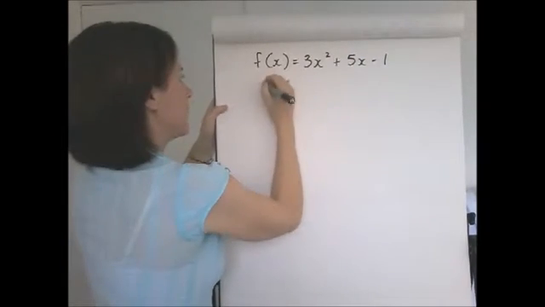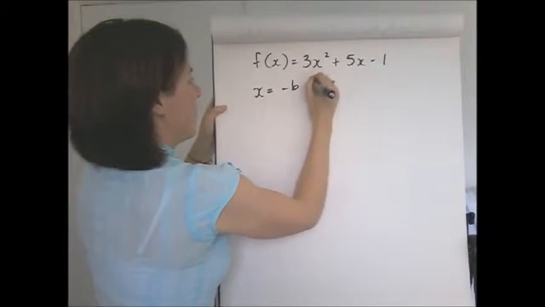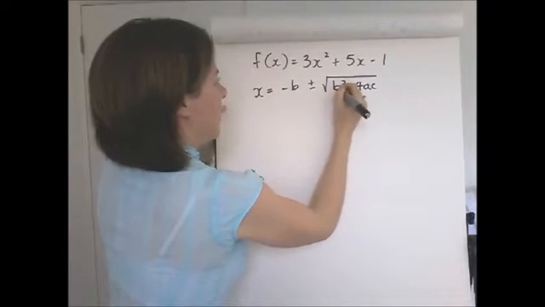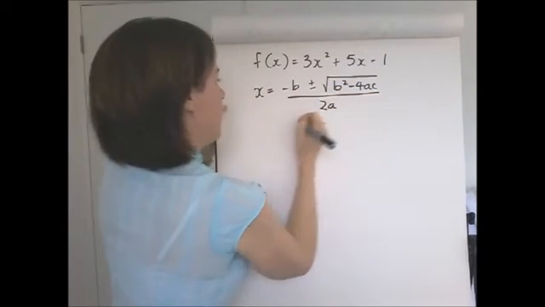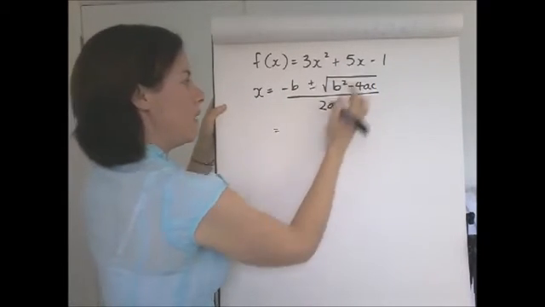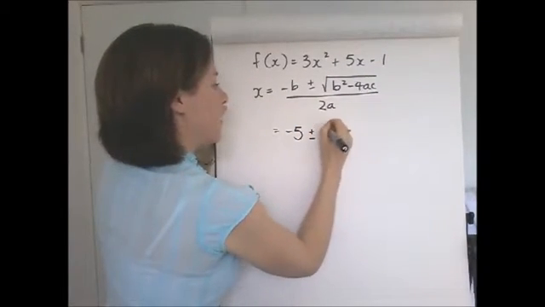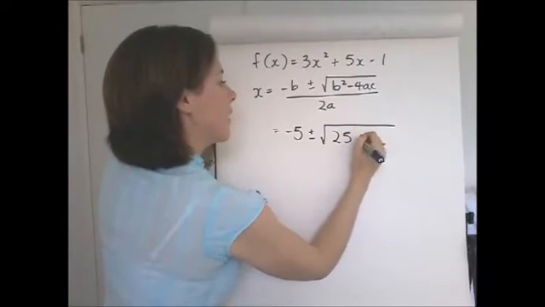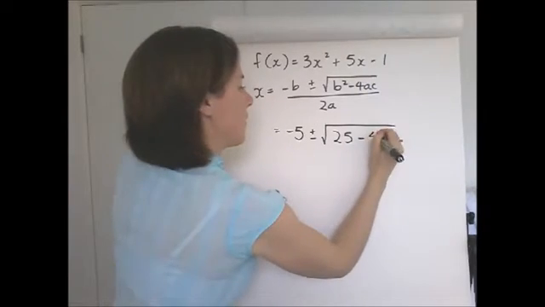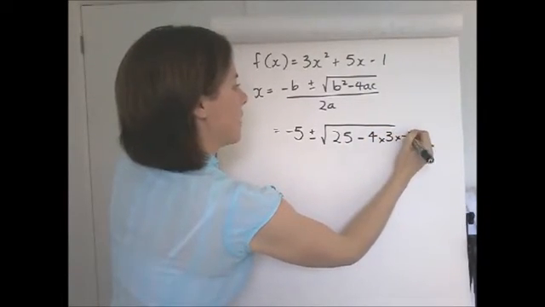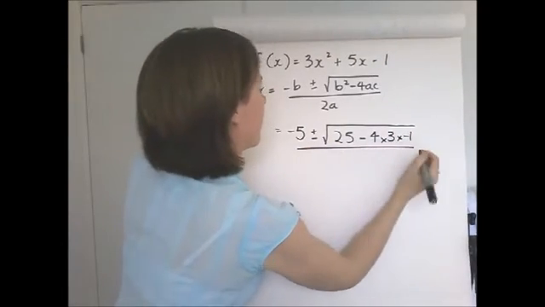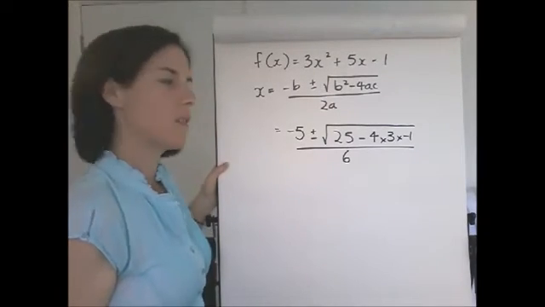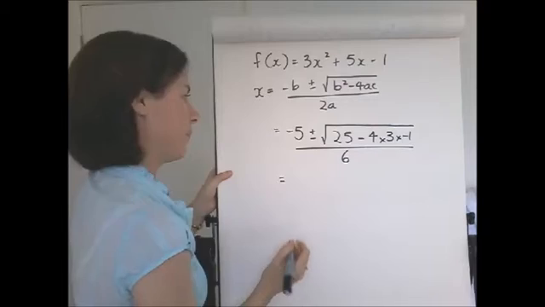Now, quadratic formula, x equals negative b plus or minus square root of b squared take 4ac over 2a. Negative b is negative 5 plus or minus square root of b squared, 5 squared, minus 4 times a times c. And it's over 2a, which is 6. So I've got sufficient working here. I'll keep going through it.